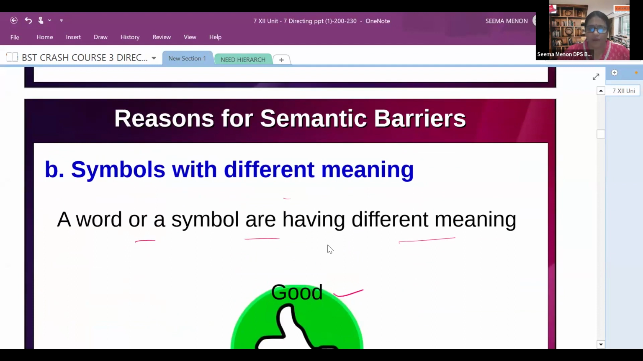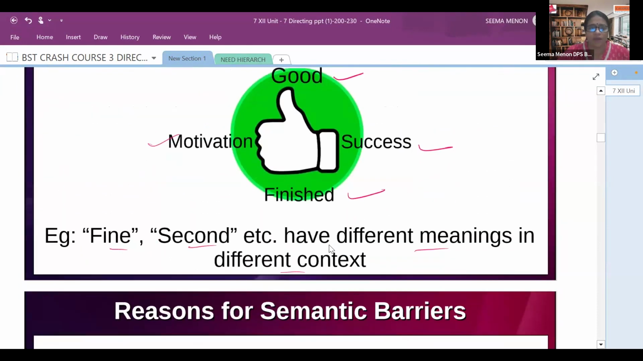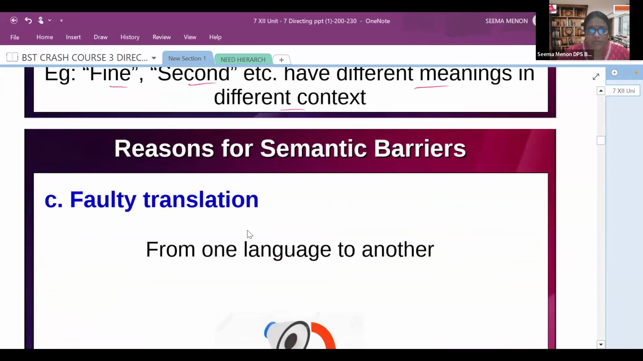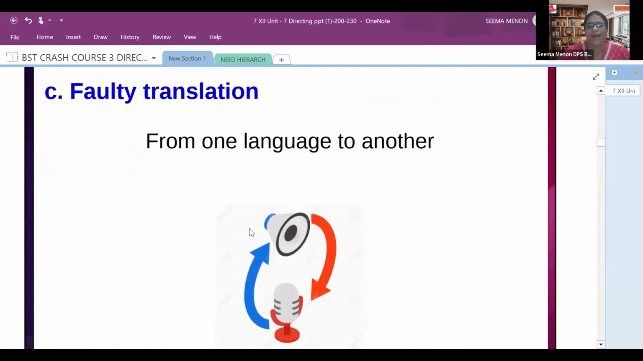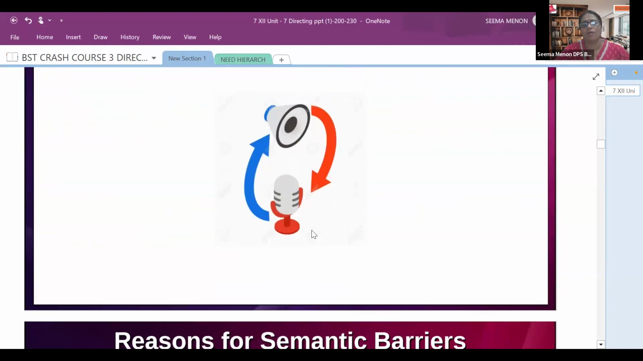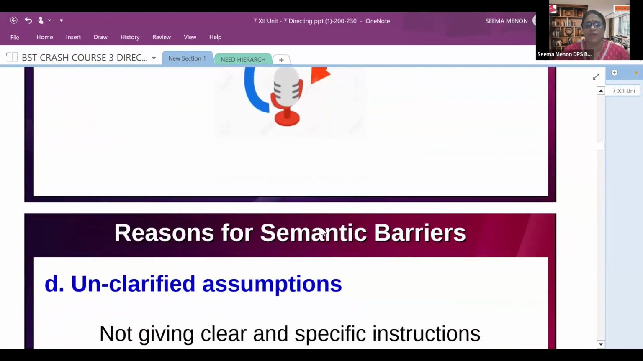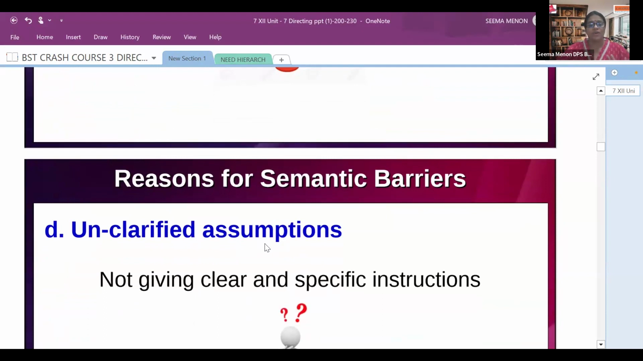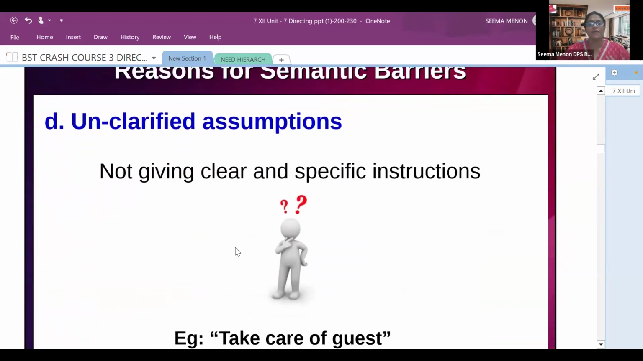Now, symbols with a different meaning. The same word has different meanings. That can also be. Faulty translation, that is the third one, from one language to another, translating from English to Hindi, Hindi to English. It always happens when they transfer from English to Hindi. Sometimes the entire meaning will change. Reasons for semantic barriers, now the fourth one is unclarified assumption.